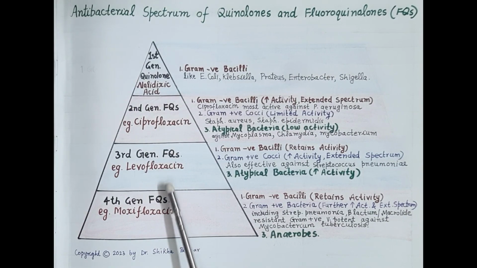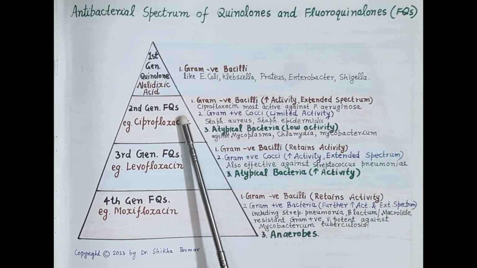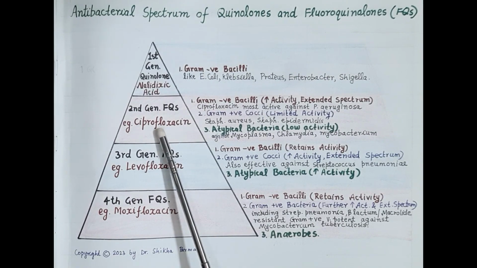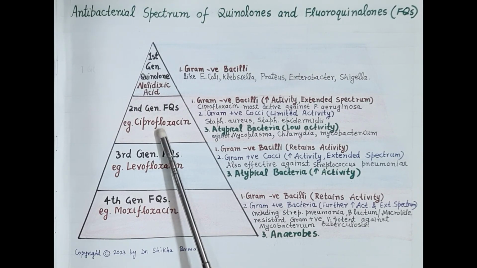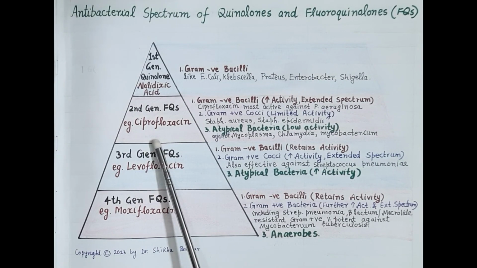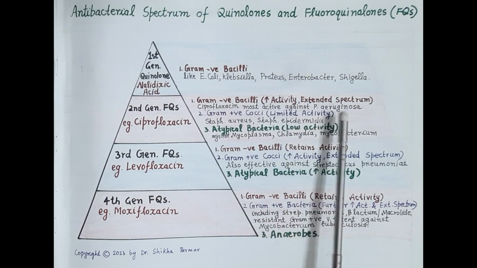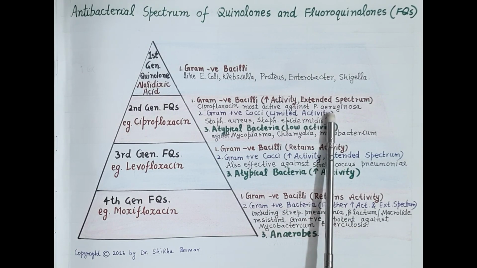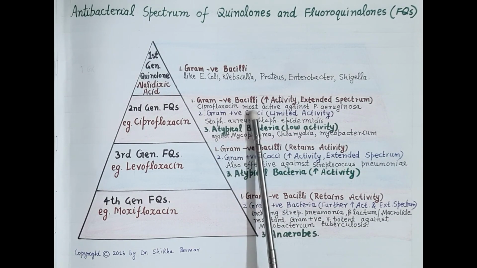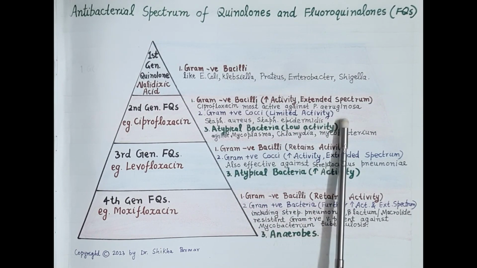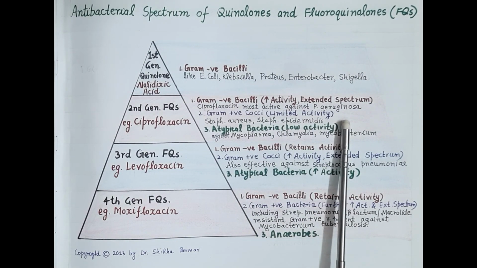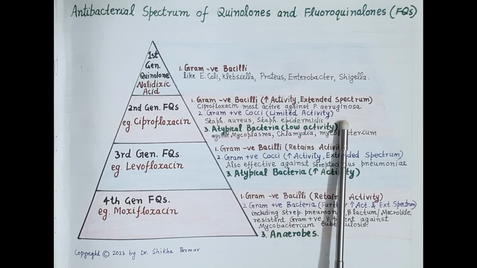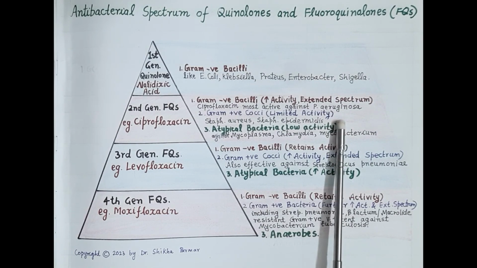Then second generation onwards are fluoroquinolones that are comparatively more potent with extended antibacterial spectrum. Now ciprofloxacin is the most commonly used second generation fluoroquinolone. It shows increased activity and is effective against a broader and extended range of gram-negative bacilli, including Pseudomonas aeruginosa. In fact, ciprofloxacin is the most potent fluoroquinolone active against Pseudomonas aeruginosa.